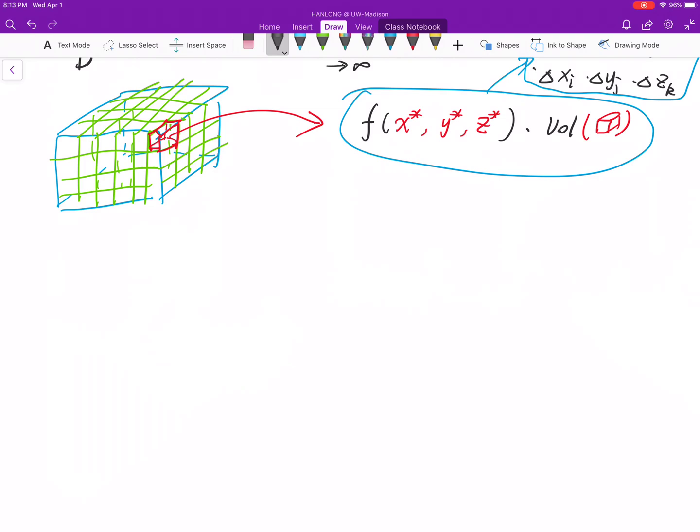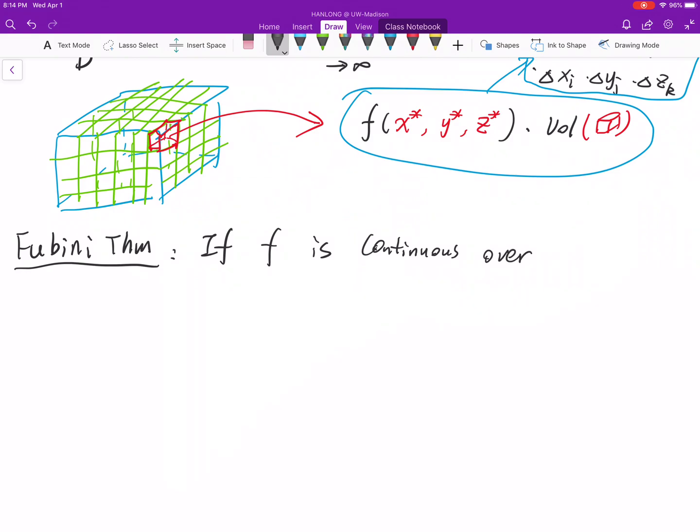Okay, the definition is good for understanding what a triple integral is. But for calculation, if you still remember what we did for double integrals, we usually just use Fubini's theorem to write the triple integral as iterated integrals. So Fubini's theorem states the following. If f is continuous, this is just a technical condition. In this class, most of the time, you can assume f is a very good function. You can take as many derivatives as you want.